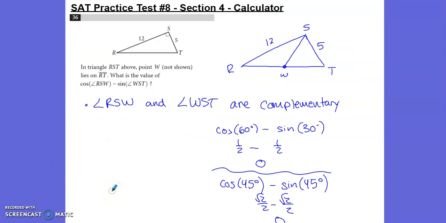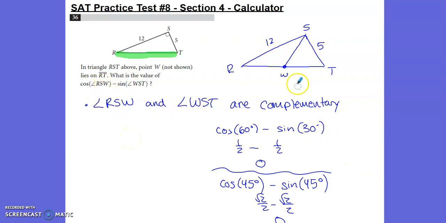Number 36 is kind of tricky. They give us a right triangle, and then they tell us that there's some other point W. It's not shown, and it lies on RT. What is the value of cosine of angle RSW minus sine of angle WST?